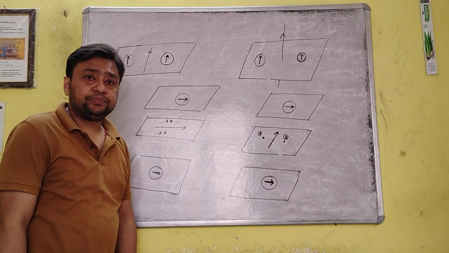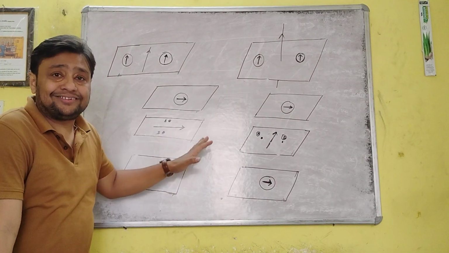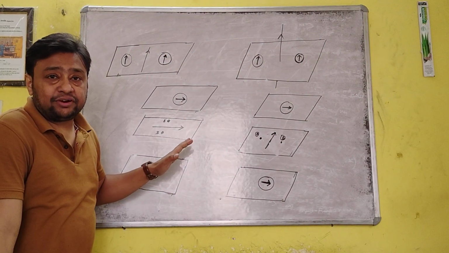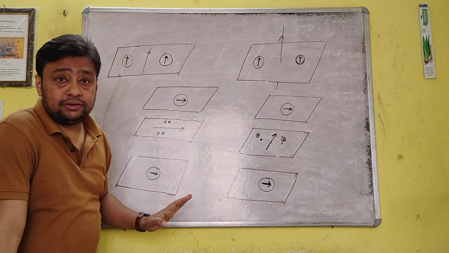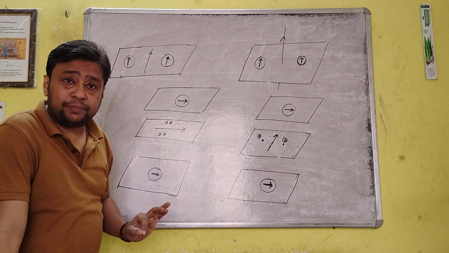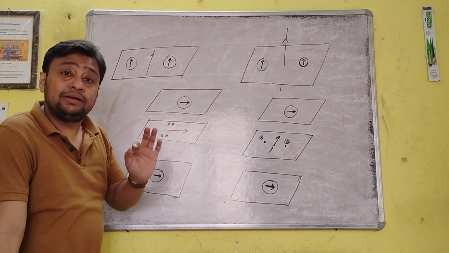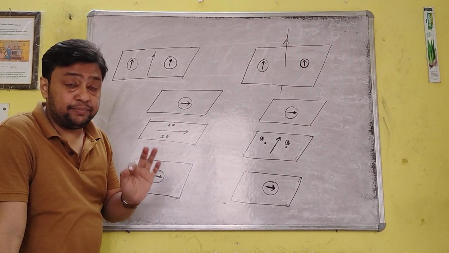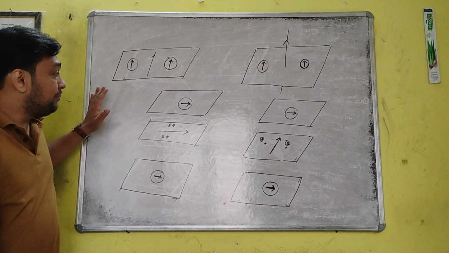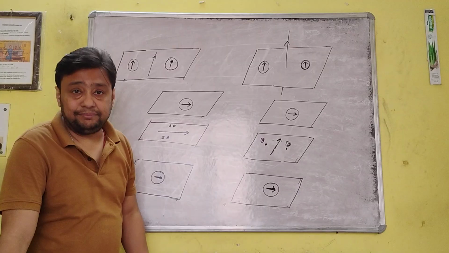Listen to me, everyone. Now I am going to discuss with you all the cases for the magnetic effect of current on the compass needle. This is a very important topic, so everyone must see and listen carefully to every point. On the board I have drawn all the types of cases that can be done.